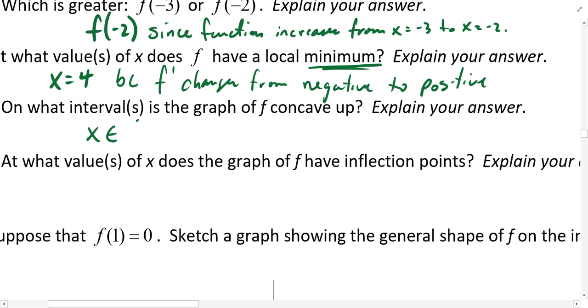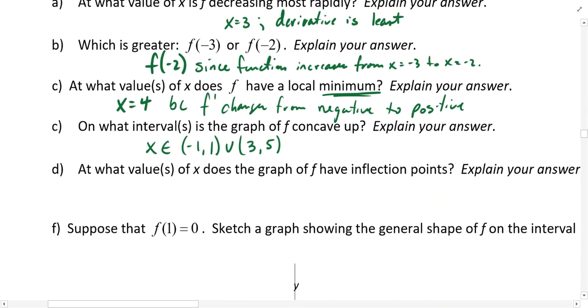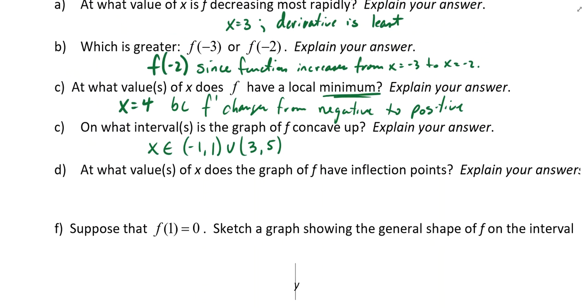And so we would say on the interval from negative 1 to 1, joined with the interval from 3 to, well, we don't really know what's happening beyond this section, so we'll say from 3 to 5. And we're saying that because the first derivative is increasing, or we could say that the slope of the first derivative is positive.